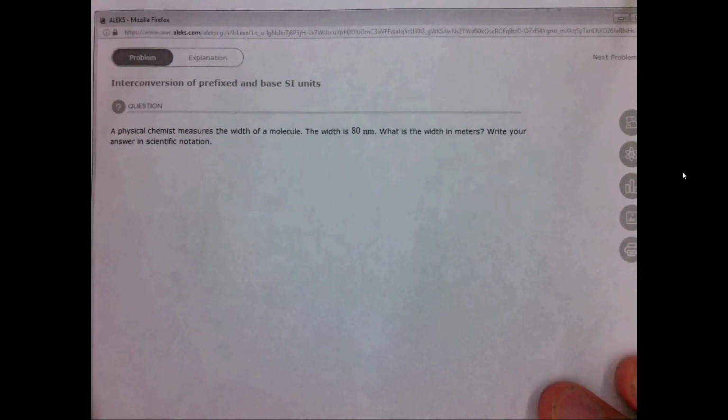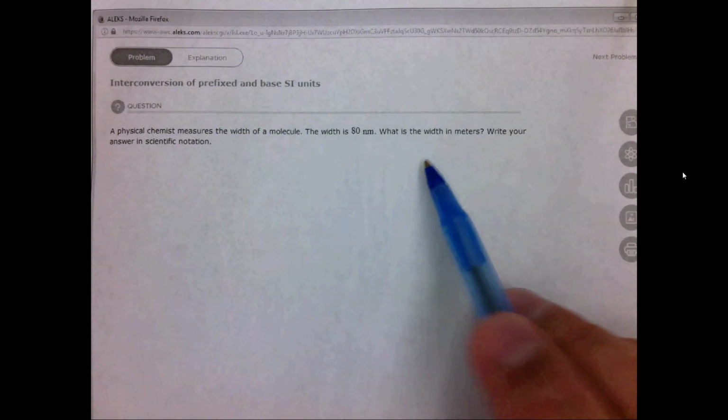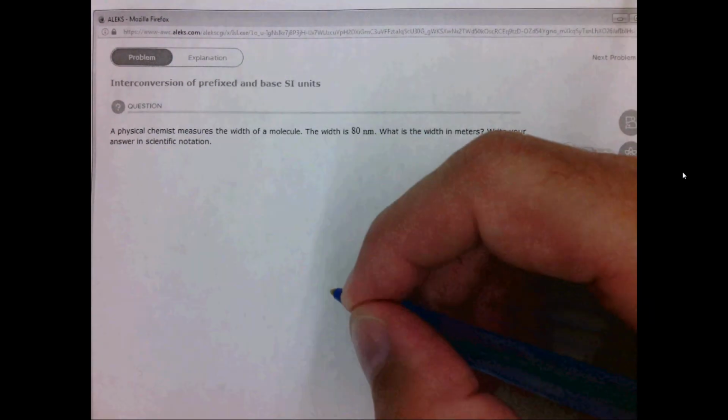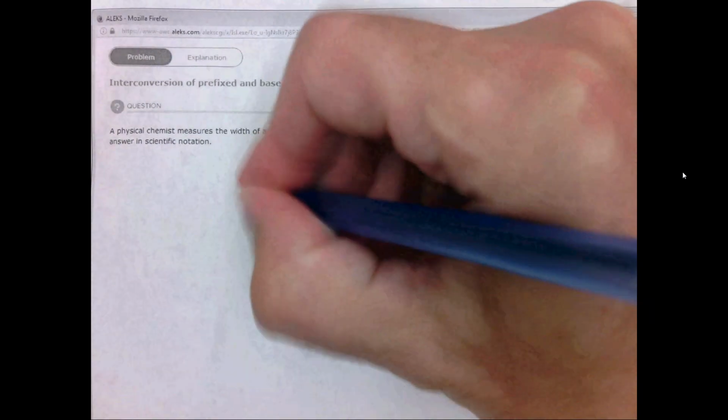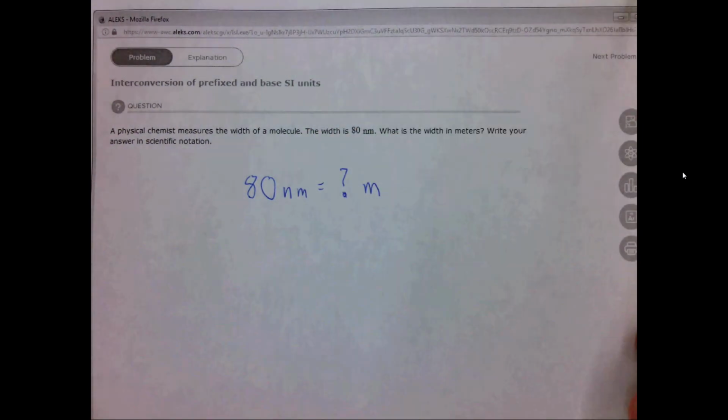In this question it says, a physical chemist measures the width of a molecule. The width is 80 nanometers. What is this width in meters? So essentially what we're trying to do is convert from 80 nanometers, and figure out how many meters that is.